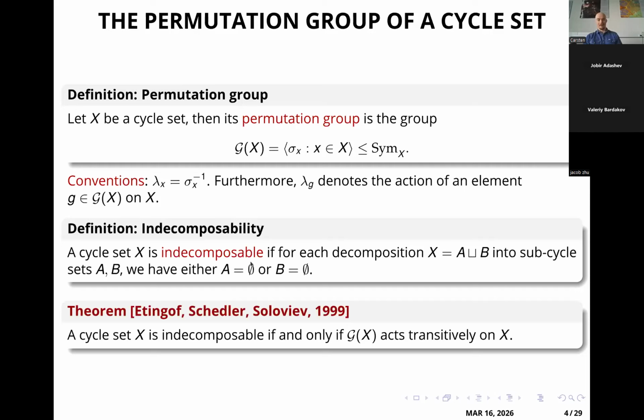And it turns out that indecomposability is equivalent to the permutation group being a transitive permutation group, which is not difficult to show, but you already see that there are some properties of cycle sets that translate to algebraic properties, but we will encounter more later. So first of all, let's give some examples of cycle sets and their permutation groups.